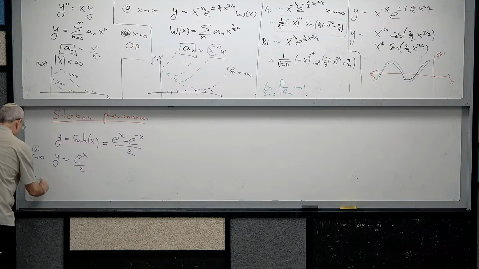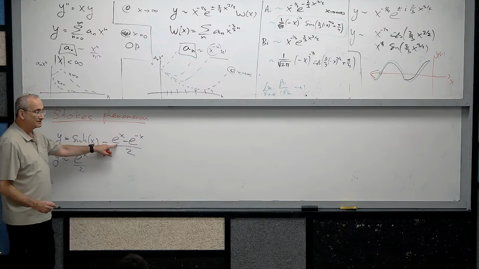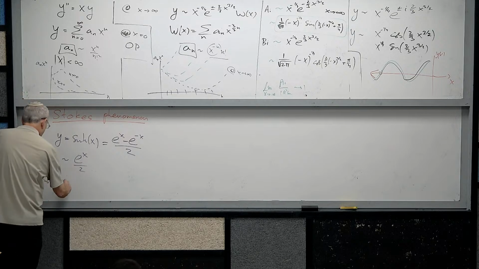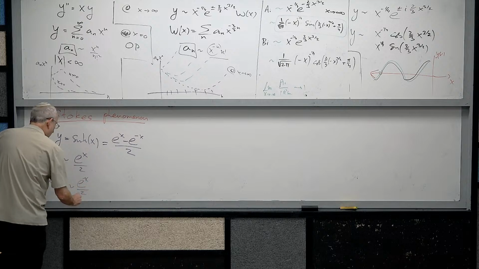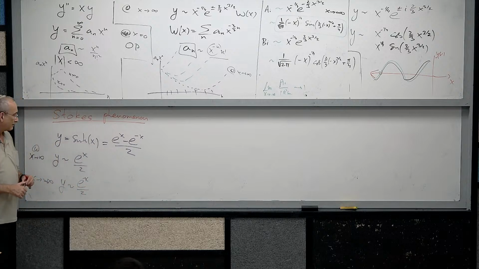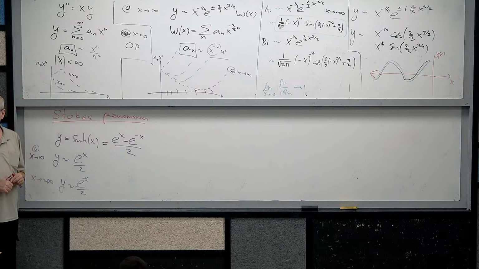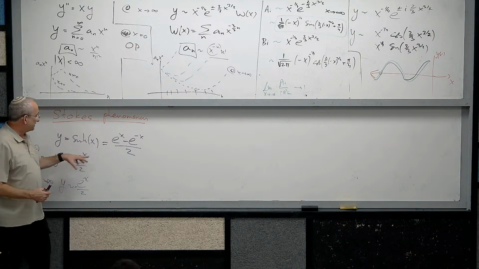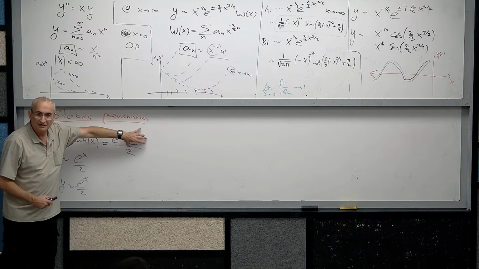However, what happens when x goes to minus infinity? It's the other way around, right? E to the x is subdominant, e to the minus x is the important thing, and y will be asymptotic to minus e to the minus x over 2. Shouldn't it be minus e to the minus x? Minus, yes. Okay? So when x goes to infinity, I took this term. When x goes to minus infinity, the important term is that term.